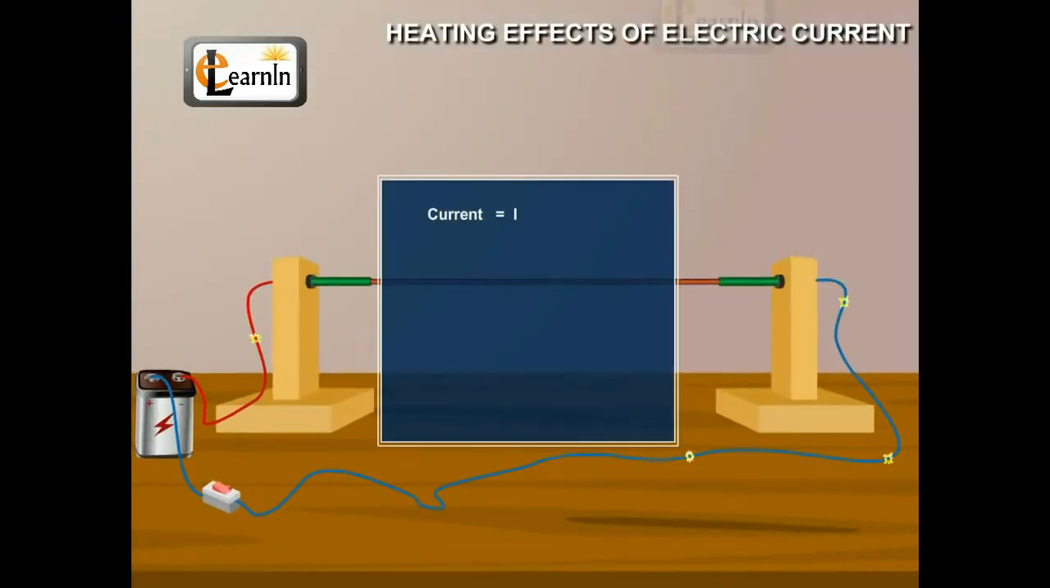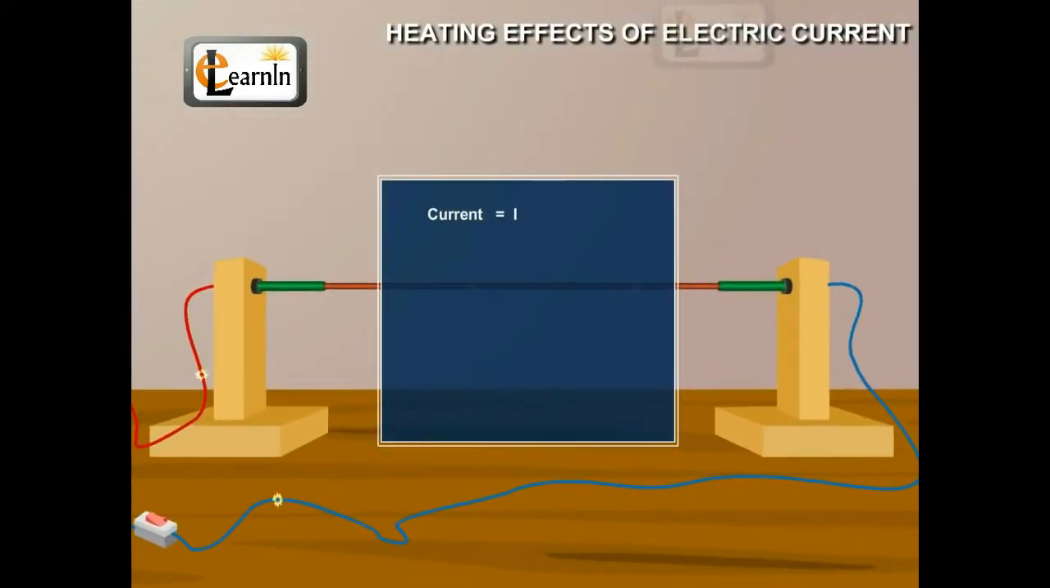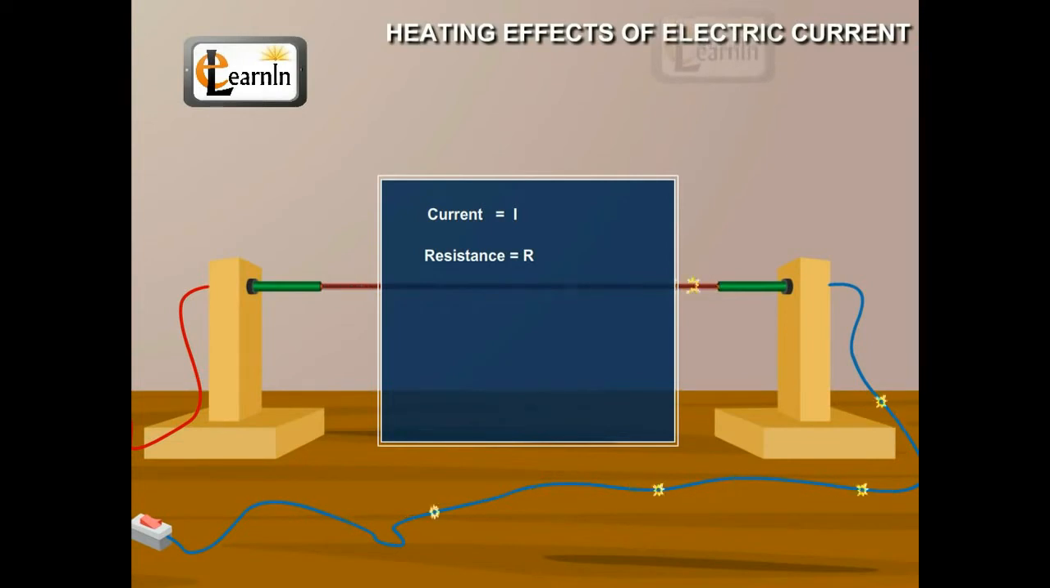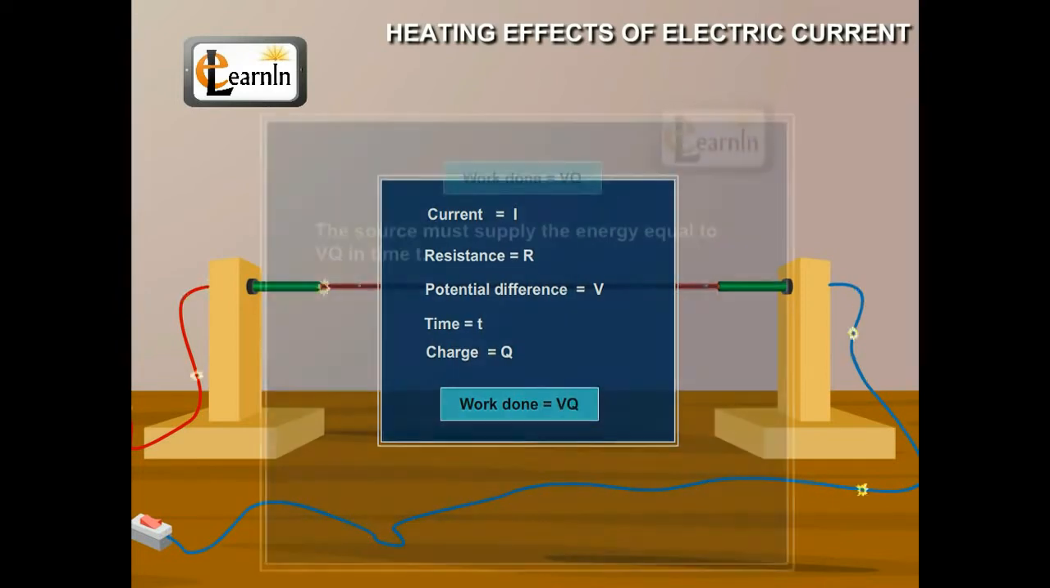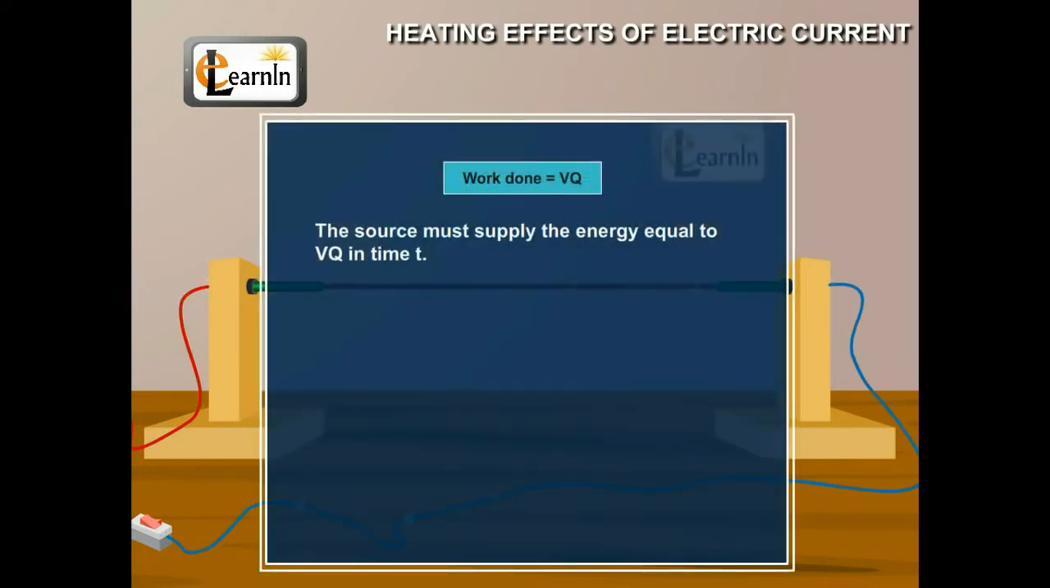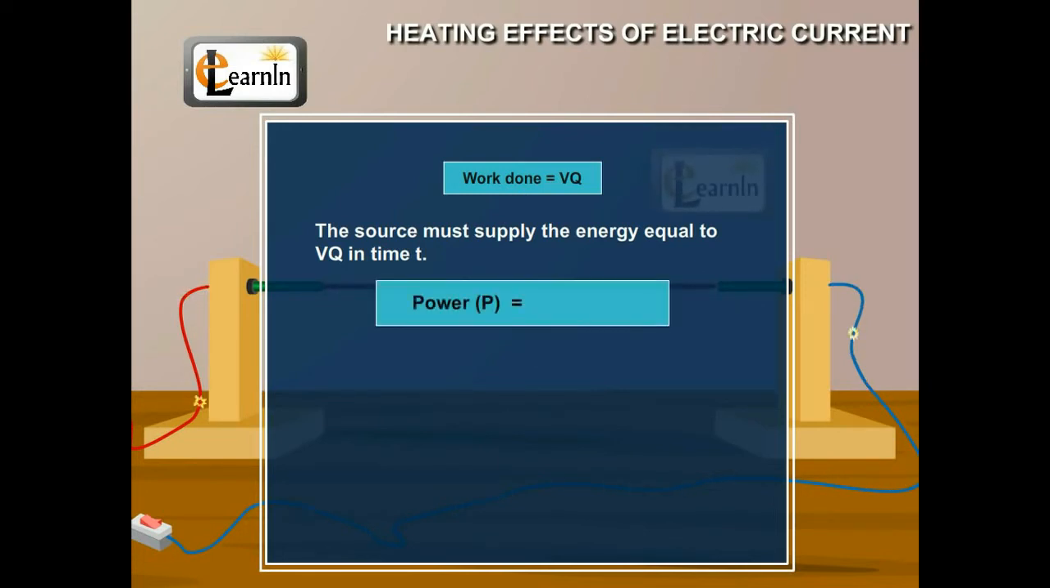Consider a current I flowing through a resistor of resistance R. Let the potential difference across it be V. Let T be the time during which a charge Q flows across. The work done in moving the charge Q through a potential difference V is VQ. Therefore, the source must supply energy equal to VQ in time T. Hence, the power input to the circuit by the source is P equals V into Q by T, or P equals V into I.